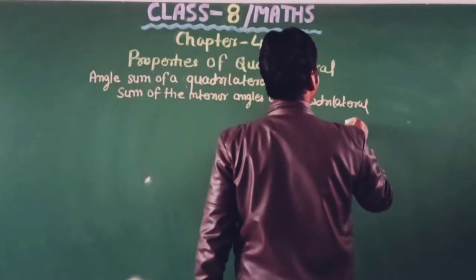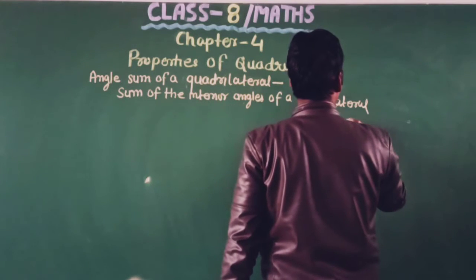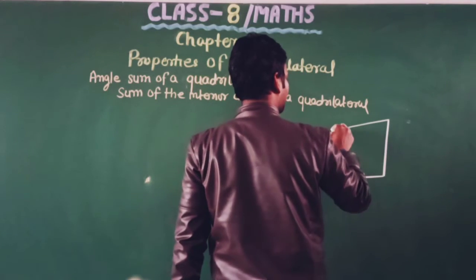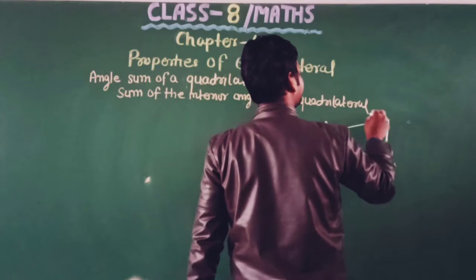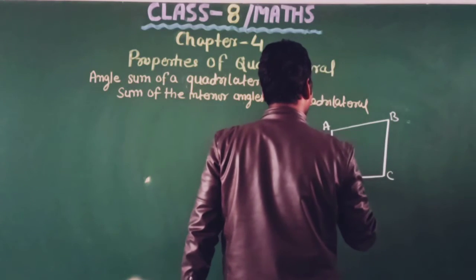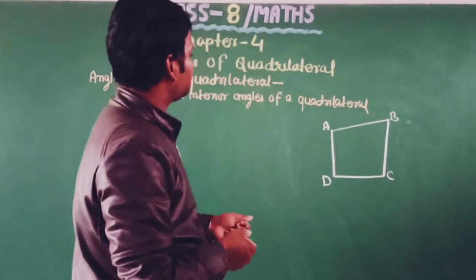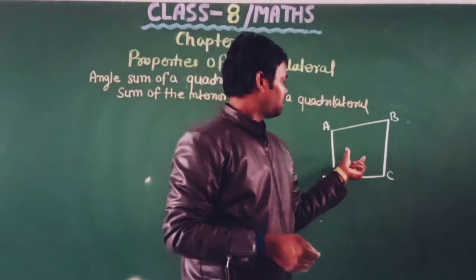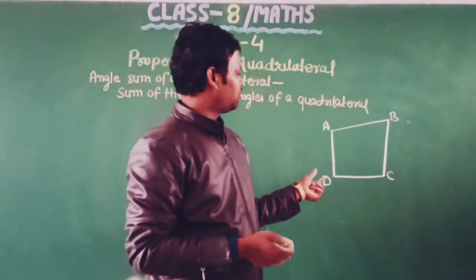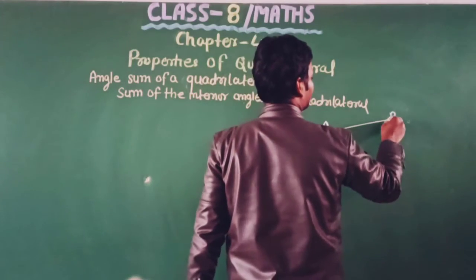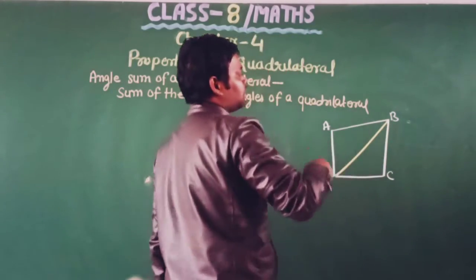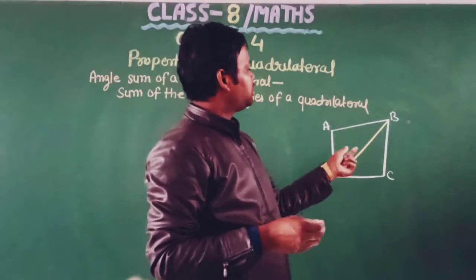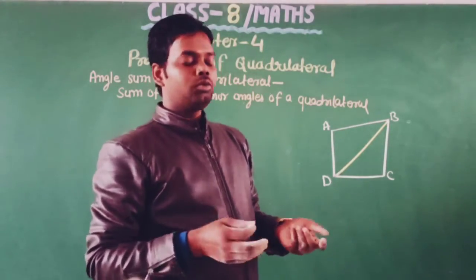first we have to draw a quadrilateral. Suppose this is a quadrilateral ABCD, and we have to draw a diagonal. Suppose this is diagonal BD. From vertex B to D, draw a diagonal which divides the quadrilateral into two triangles.